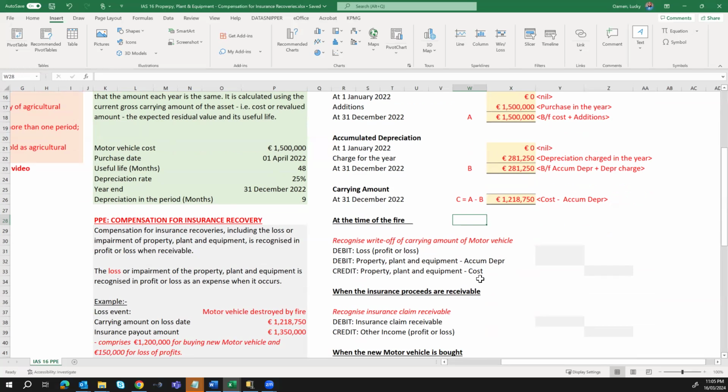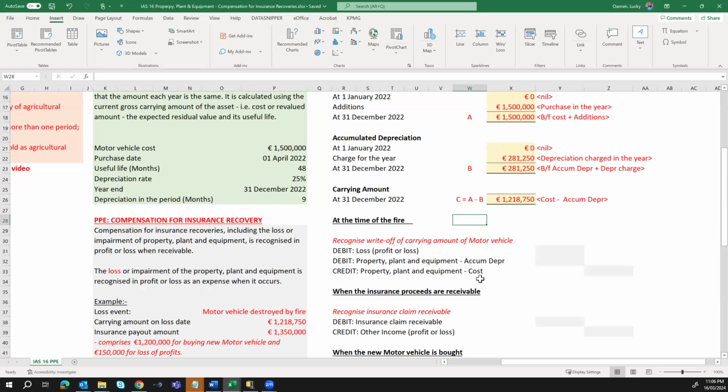All right, so let's now move on to what compensation we could get from the insurance company when a loss event happens to our motor vehicles that we've insured. All right, so compensation for insurance recoveries include the loss or impairment of a property, plant, and equipment, and this is recognized in the profit or loss when receivable. The loss or impairment of property, plant, and equipment is recognized in the P&L as an expense when it occurs.